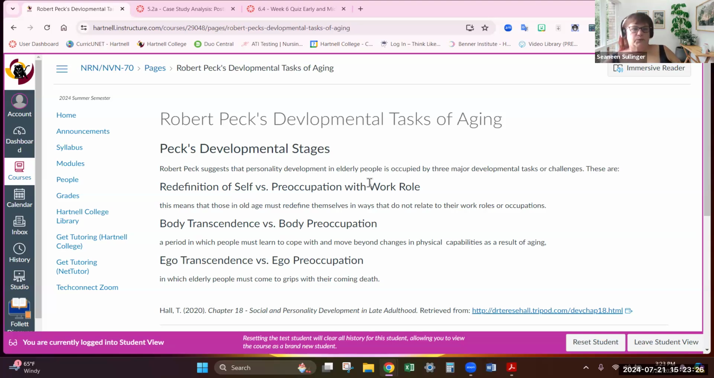And so he says redefinition of self versus preoccupation with work role. So we just talked about stages of retirement, right? So I have to redefine myself.